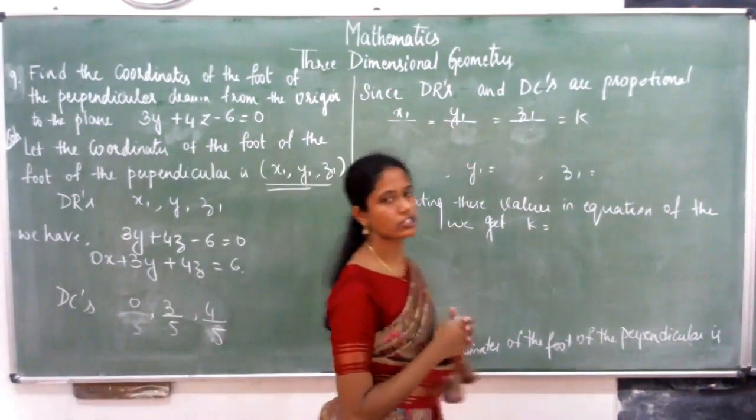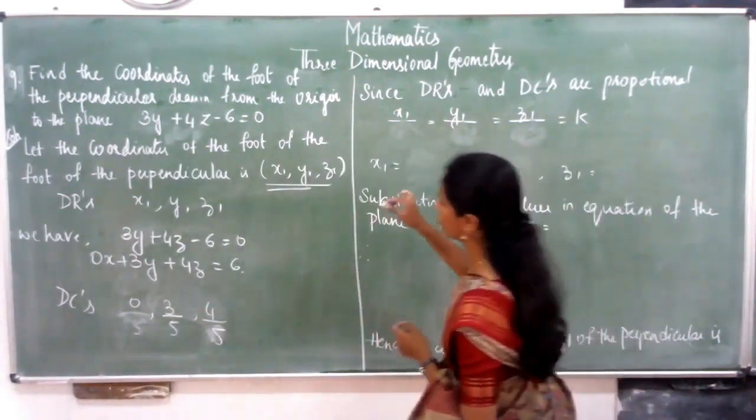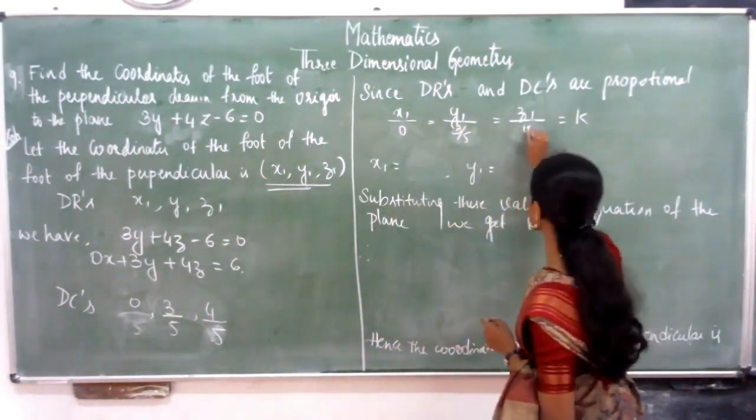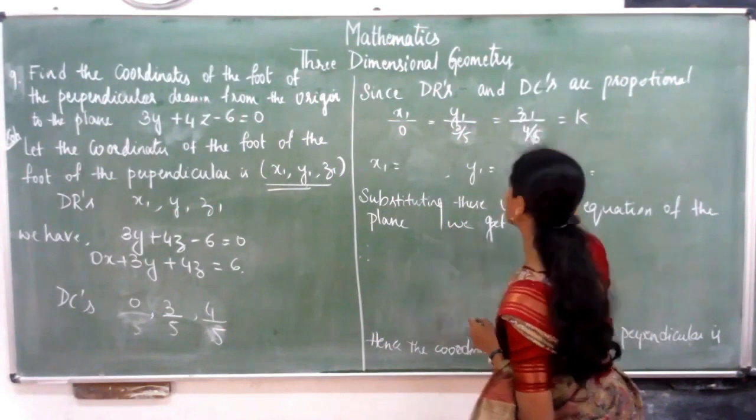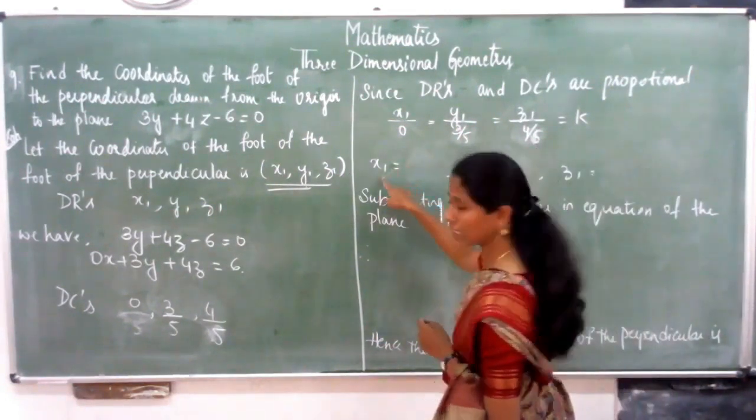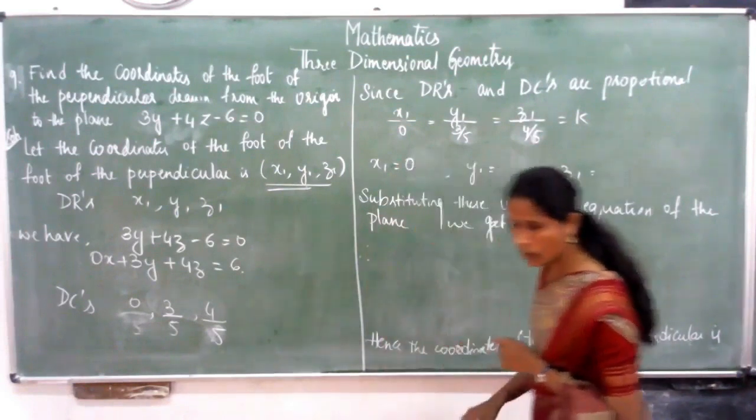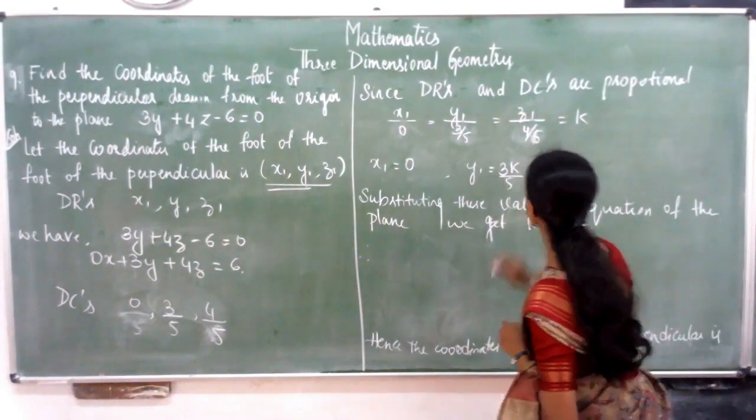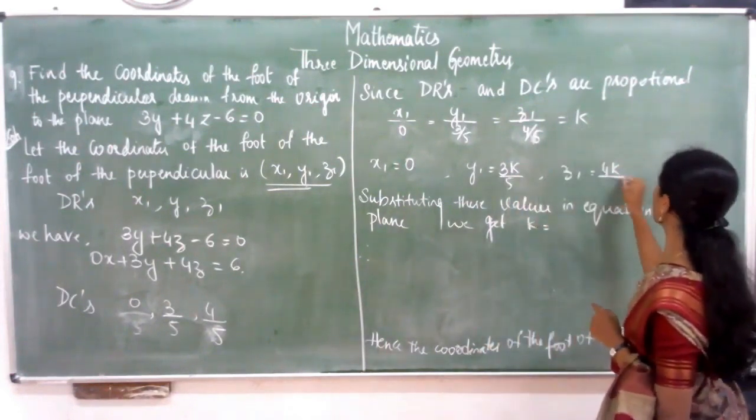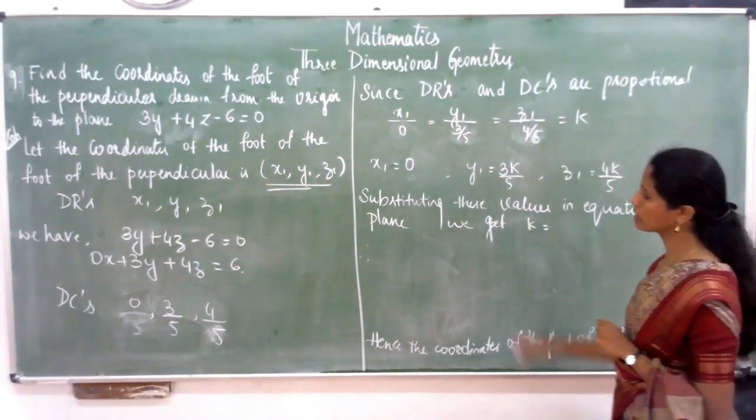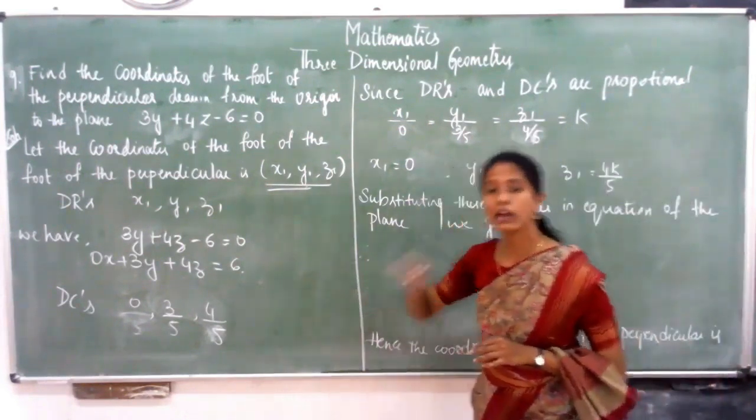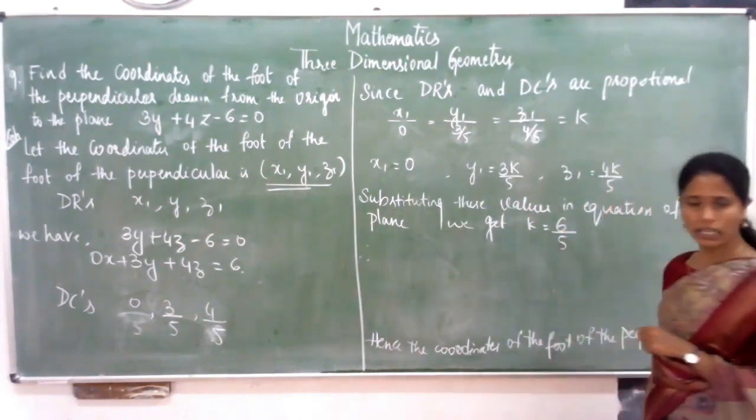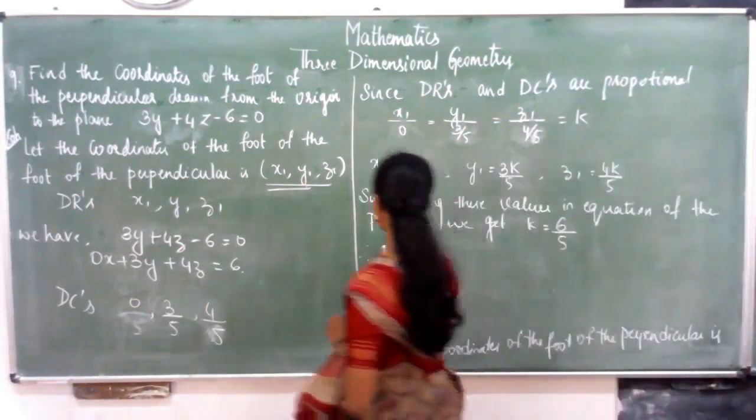We know that direction ratios and direction cosines are proportional. Therefore, I can write x1 by 0, y1 by 3 by 5, z1 by 4 by 5, which is equal to k. Therefore, from this, we get x1 as 0, since 0 into k is 0. Then y1 is equal to 3k by 5, and z1 will be equal to 4k by 5. Now, substituting these values in the equation, we get the value of k to be equal to 6 by 5.